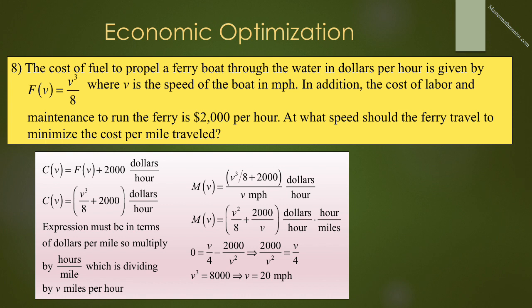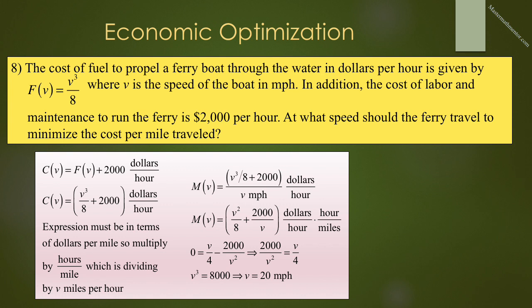So our m of v will be v cubed over 8 plus 2,000 divided by v miles per hour, dollars per hour. And that turns out to be v squared over 8 plus 2,000 over v, dollars per hour times hours per mile, and the hours cancel out, and we have the correct expression in terms of dollars per mile.